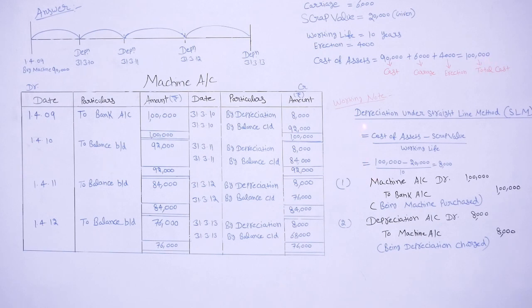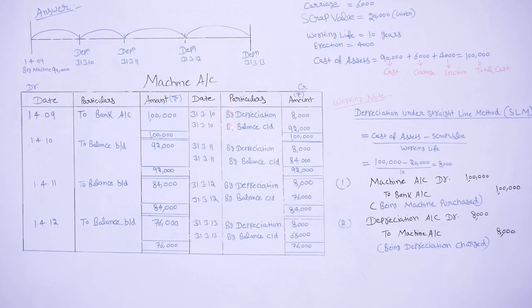There is a formula for calculating depreciation under the straight line method. The formula is cost of assets minus scrap value, divided by working life. Cost is 1 lakh minus scrap value, which is given in the question as 20,000, divided by working life 10, equal to 8,000. That will be the depreciation. We have to make the machine account and depreciation account for 4 years.